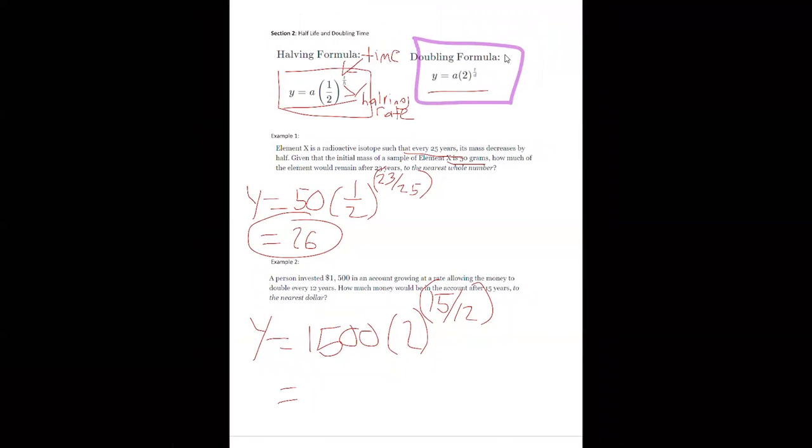It does say round to the nearest dollar. So I got 3,567.62. So that would actually round up to $3,568.